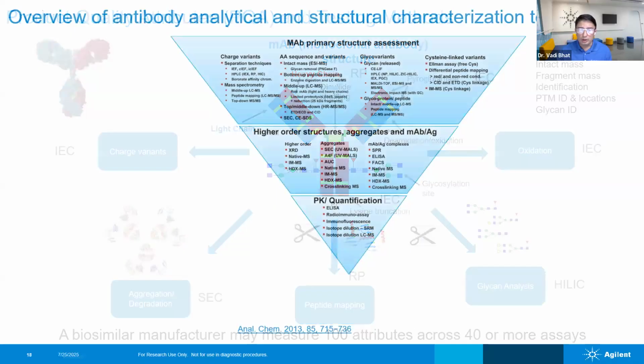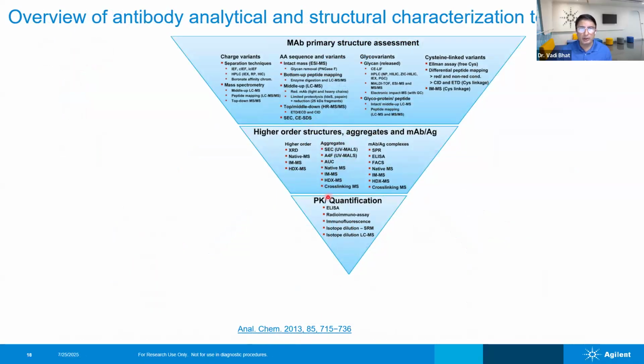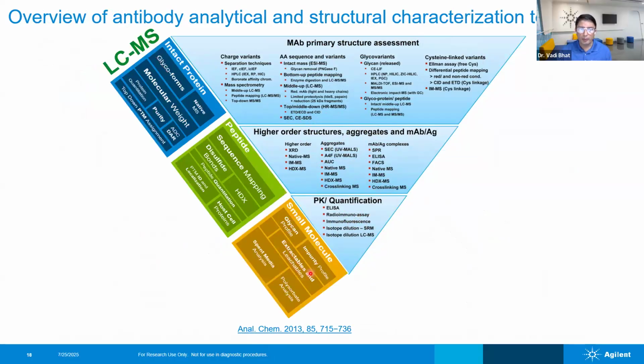Now, this is one of the references from 2013. It's showing the analytical instruments we use for the different types of critical quality attribute analysis of monoclonal antibodies or any protein therapeutics or any biomolecules in general, right? From primary to secondary or higher order structures, as well as when you go to the PK or you have the quantification or quantitation. So when you look at the mass spectrometry, it comes into the picture everywhere, right? From the intact to all the analysis of the monoclonal antibody or proteins or biomolecules, to peptides and glycans and other things.